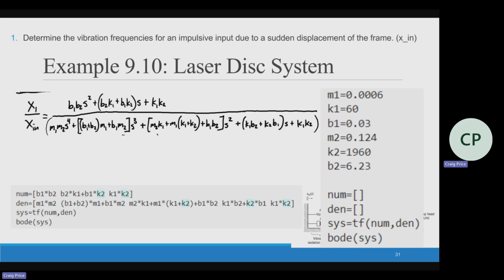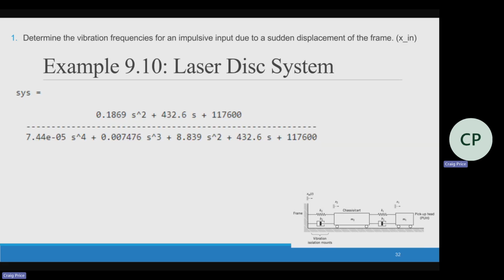Okay, let's talk about this. It's a little bit complicated to get to, right? I take a couple of equations and I can create one transfer function. Now I put it into MATLAB and let it do all the math, and what it should spit out is something like this. So for the system, this is our transfer function. It's got all the numbers in there.